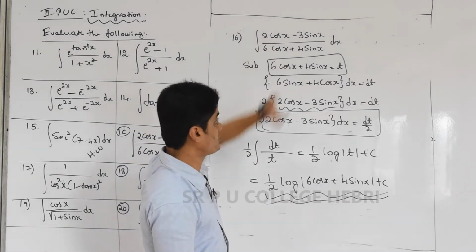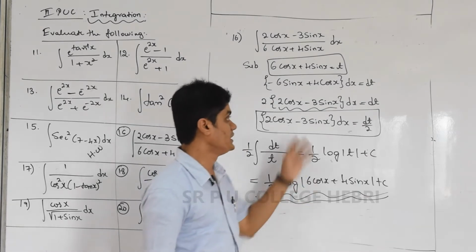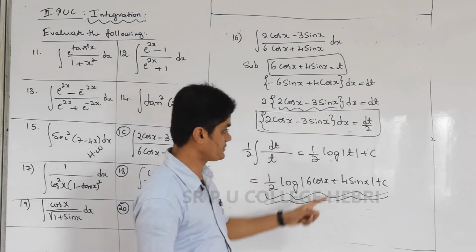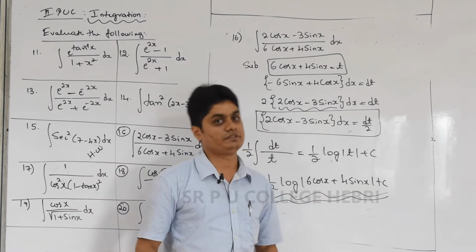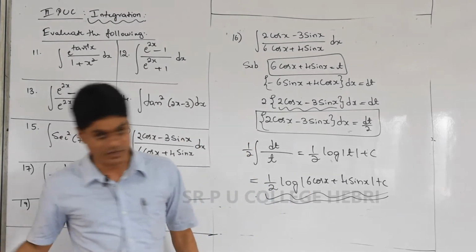Take the denominator equal to t. You may not get the numerator directly after differentiation, but don't leave the work. Don't give up. You can get the numerator after simplification. Once you get the numerator after simplification, then the integration work will be simple. So I hope you understood. Very good. So you try the next one.